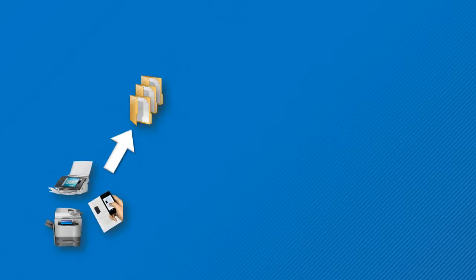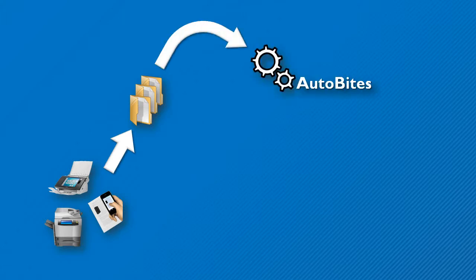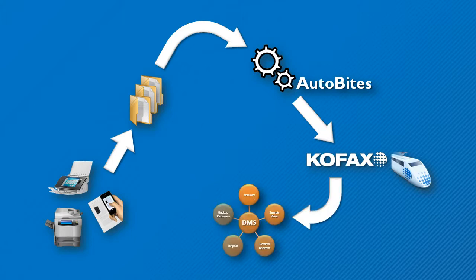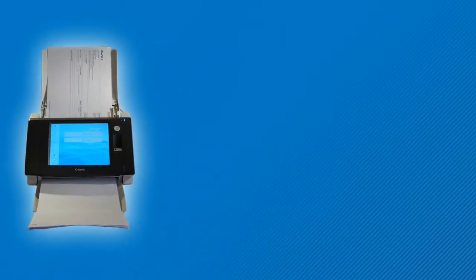Most networked scan devices have an ability to scan to folder. AutoBites picks up the images from the folders and sends them to the correct Kofax Express job. Documents are then delivered to a document management system of choice.